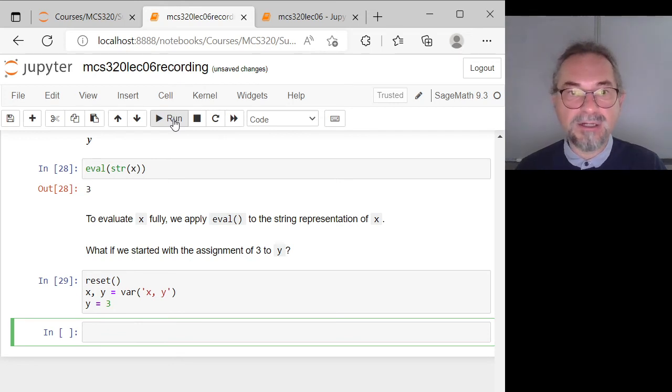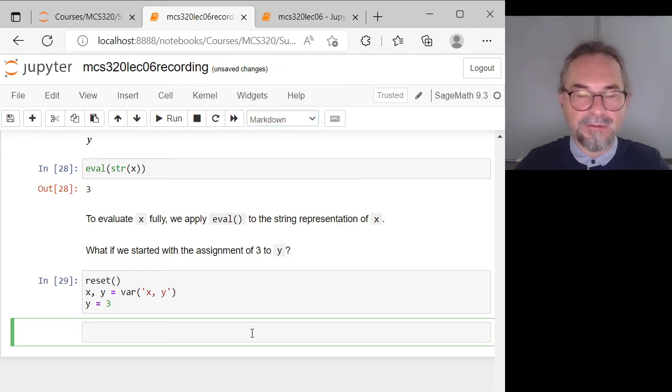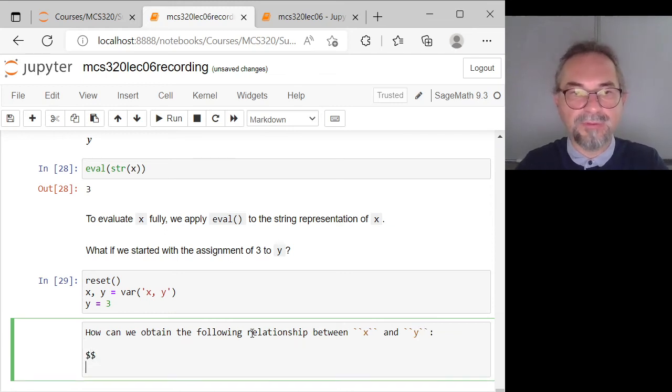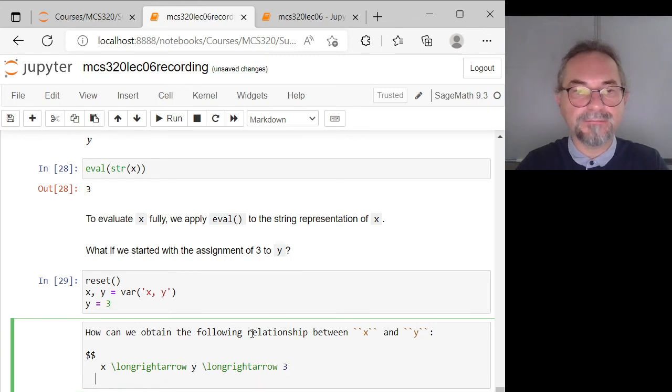So what is the question now? How can I obtain the same situation? So now, let me state what I want to do. How can we obtain the following relationship between x and y? And by the following, I mean that we do have that x has to refer to y, while y refers to the object 3.